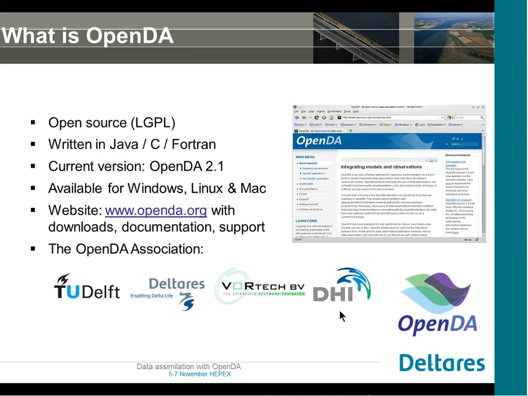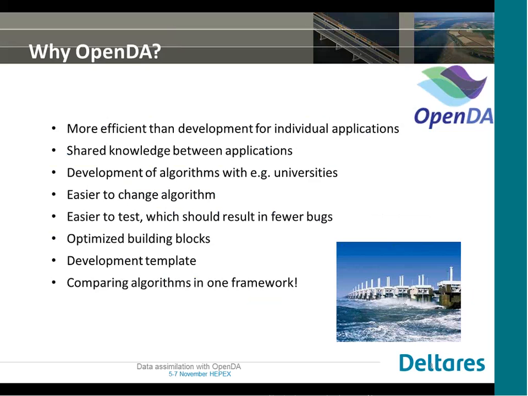With these people, we maintain the code and make sure there are releases once in a while, that the manuals are there, and that there's a course you can do. These types of activities are being organized. Why is this so important? Because personally, I think it's more efficient than development for individual applications. Of course, you can tailor maybe for individual applications slightly better, but you lose a lot of benefits, like shared knowledge between applications and people.